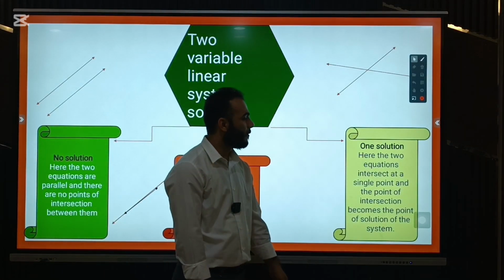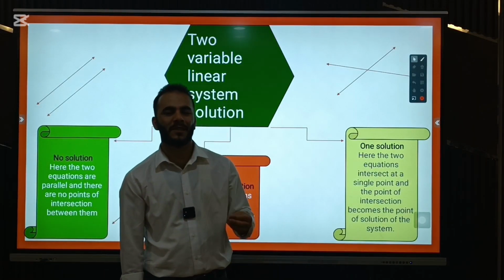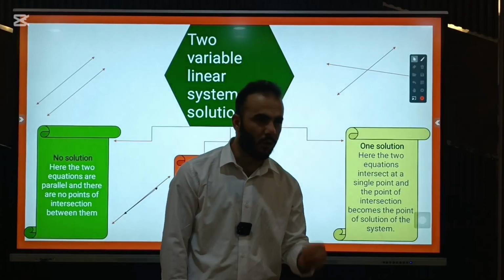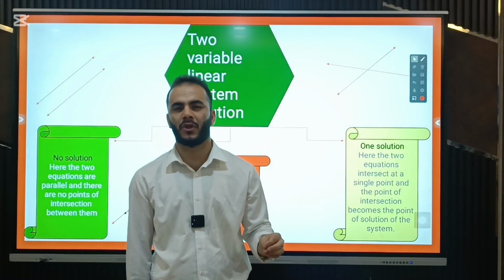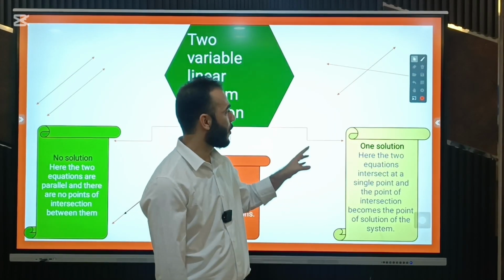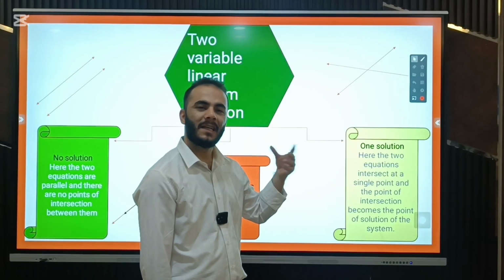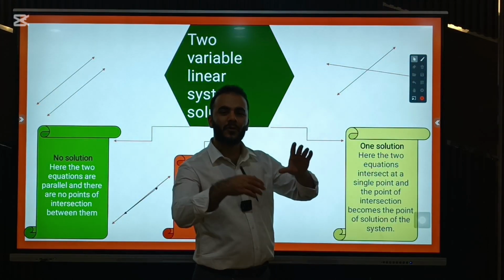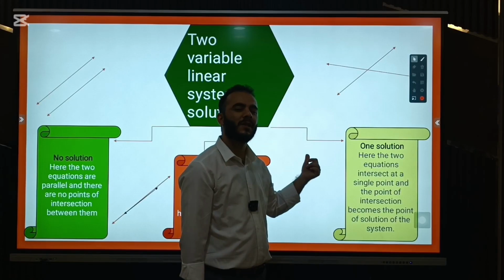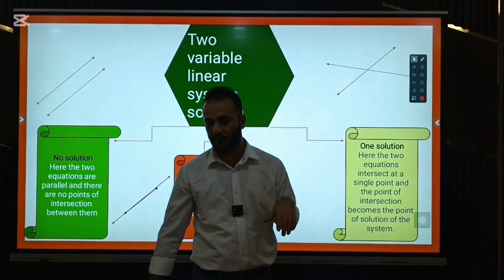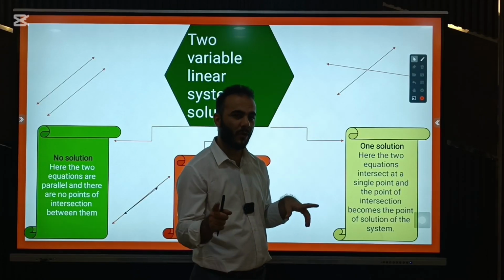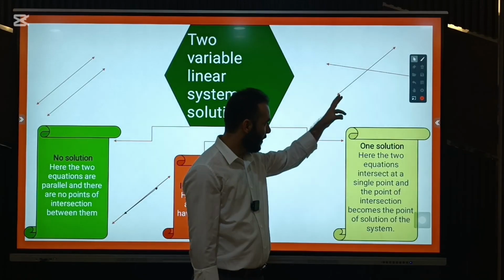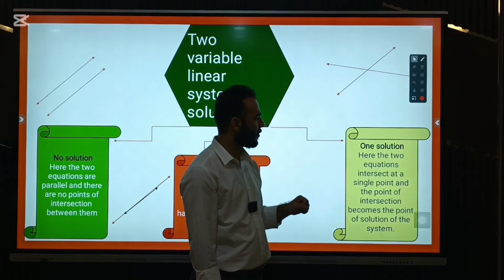Okay, one solution. Most of the questions, exercises and examples, especially in our book, are regarding this case. Based on those examples that we previously solved for substitution, in all of them we got only one solution. So here is the explanation for one solution.